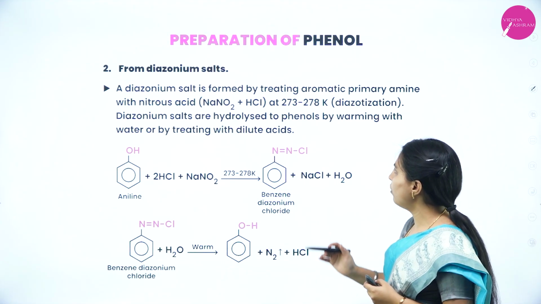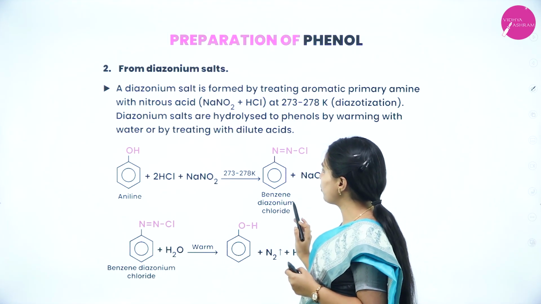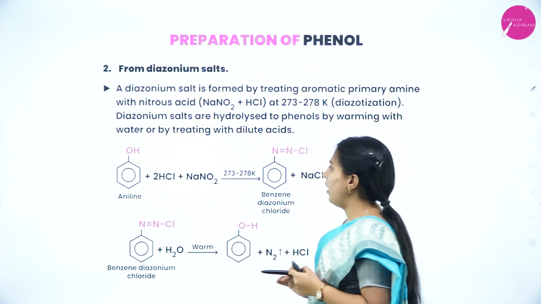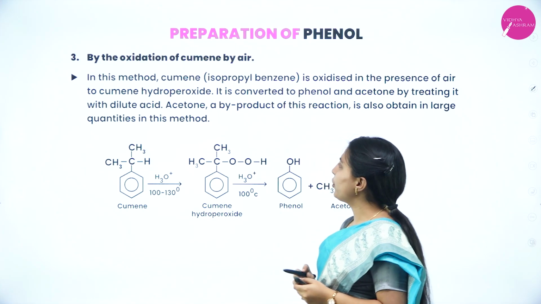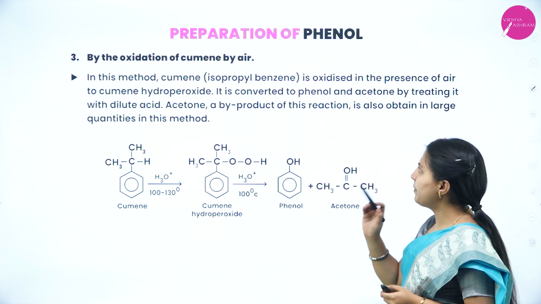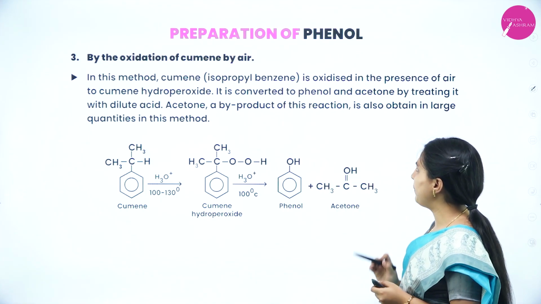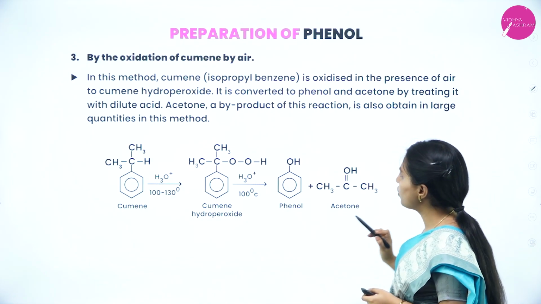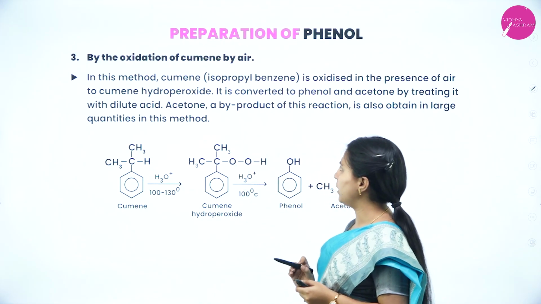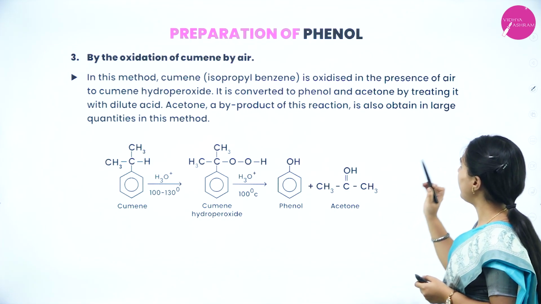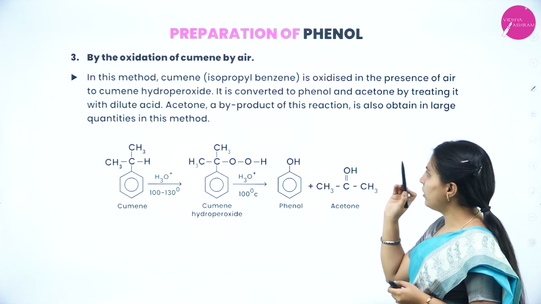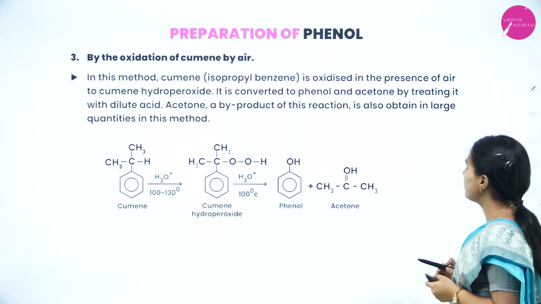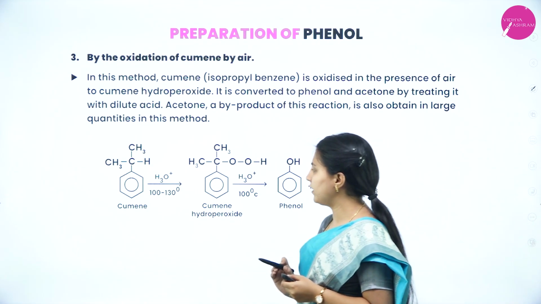Okay. How can that benzene diazonium salt be formed through aniline? Next, by the oxidation of cumene by air. In this method, cumene, meaning isopropyl benzene, is oxidized in the presence of air to cumene hydroperoxide. It is converted to phenol and acetone by treating it with dilute acid. Acetone, a byproduct of this reaction, is also obtained in large quantities in this method.